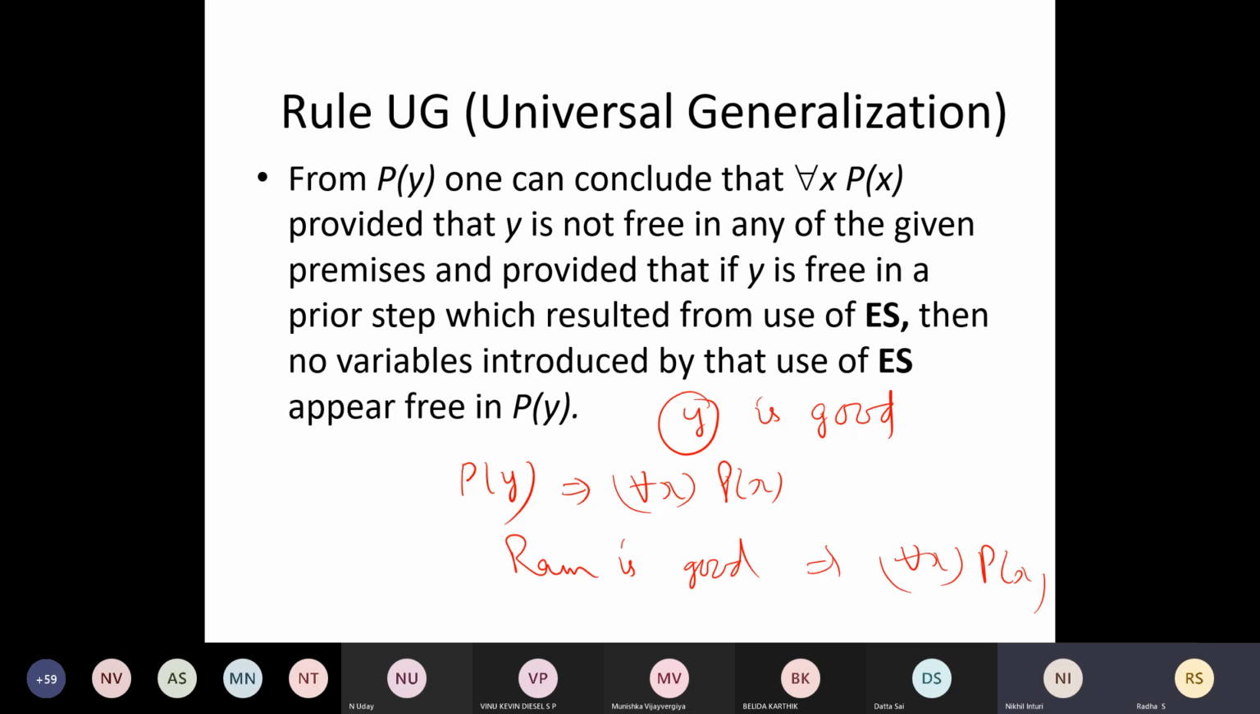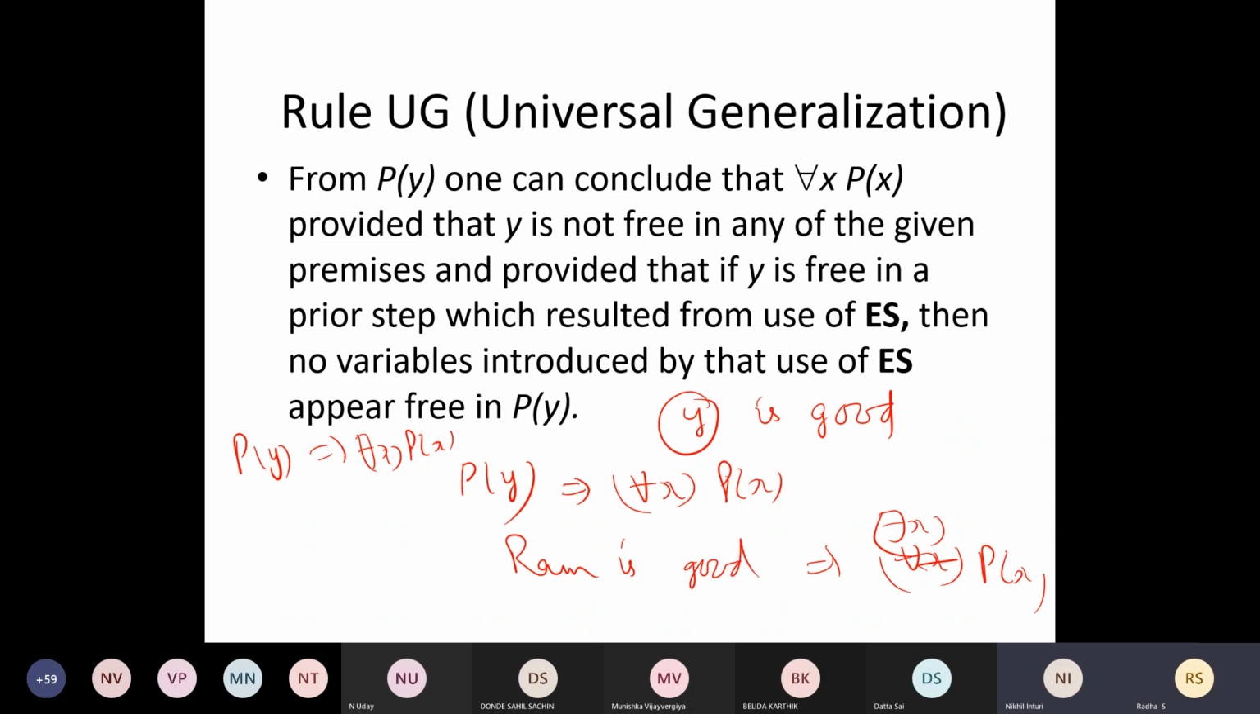Excuse me, ma'am. Here, if y is fixed, let's say y is Ram, then it becomes existential, right? Yes. Suppose you fix y, then I can say there exists x P of x. This is possible. But y should not be fixed for universal generalization. y should be a random value. Ram is good implies there exists x P of x is correct.